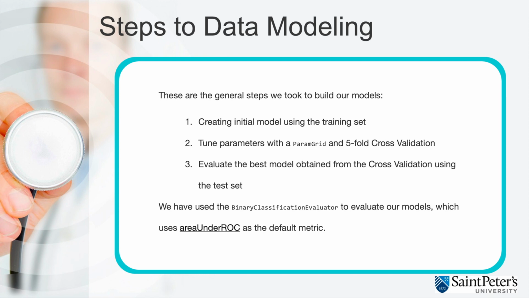The dataset was split into 2 different sets, training and testing. There are 3 different steps that were taken for building this model. First, an initial model is created with the training set. Next, the parameters were tuned using the param grid function, and 5-fold cross-validation was used to estimate the skills of the model. From those 5, we evaluate which of the 3 binary classification models was best used for the testing dataset.